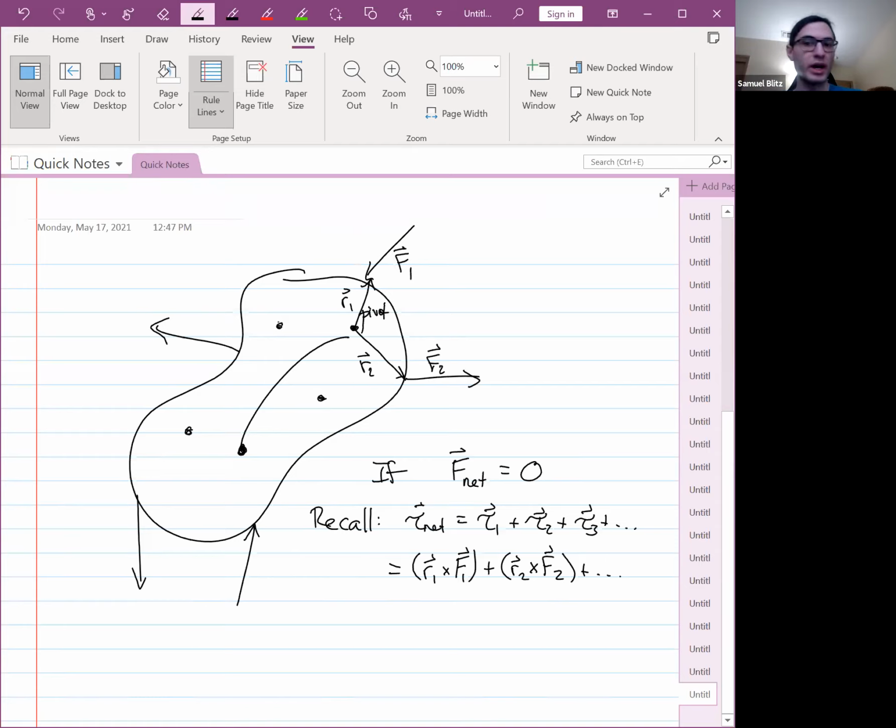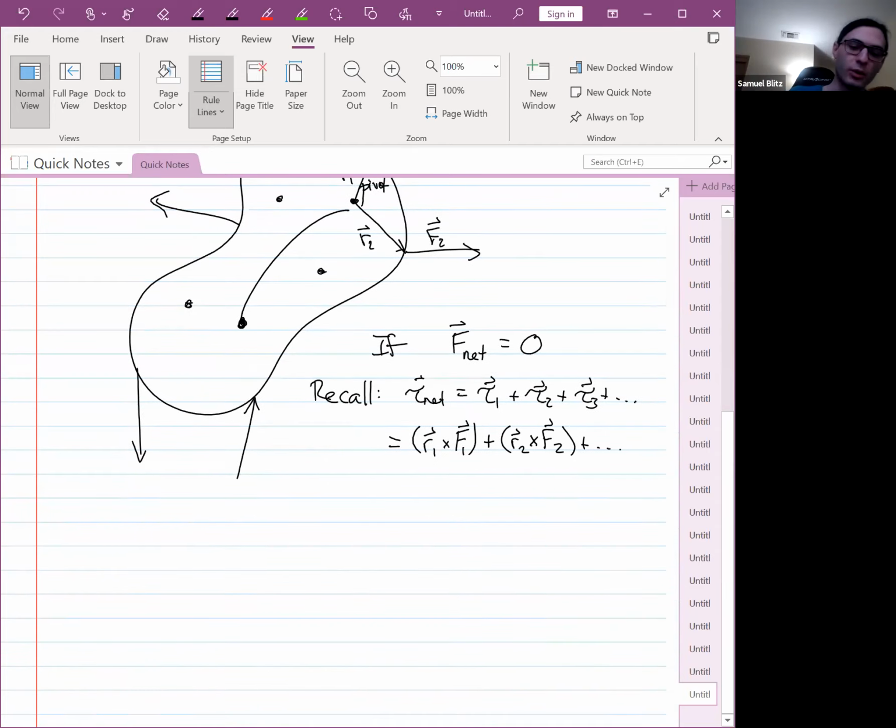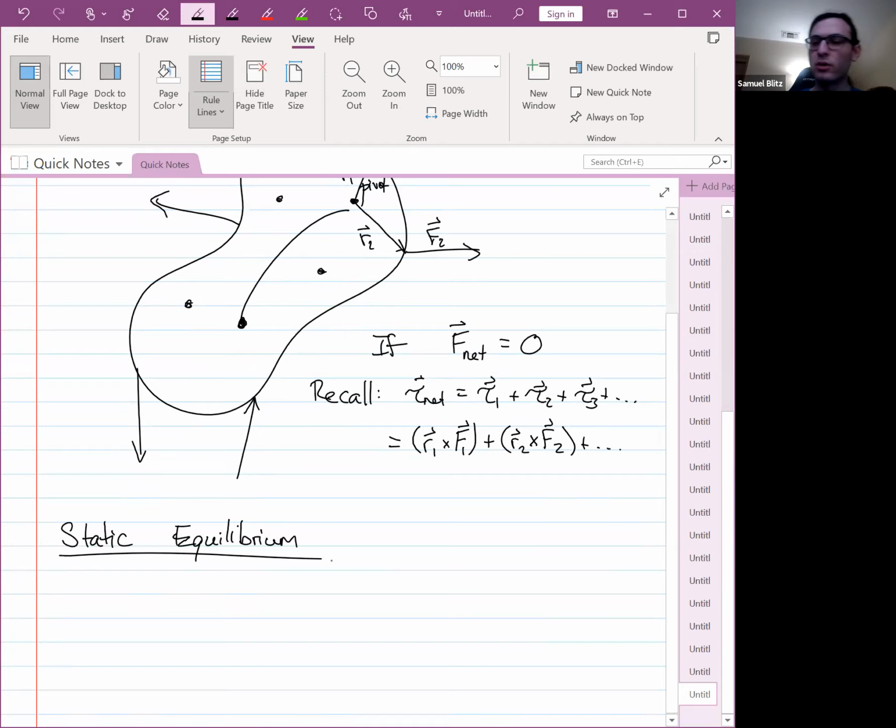So with that out of the way, we're going to start talking about static equilibrium, which is probably the most useful thing that future engineers learn in 9A, because it teaches you how to ensure that something won't fall over. And hopefully, engineers build things that don't fall over, unless they're supposed to fall over. So let's break down these words.